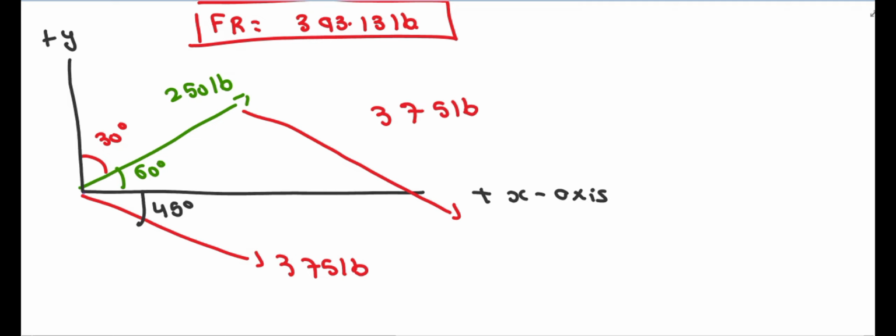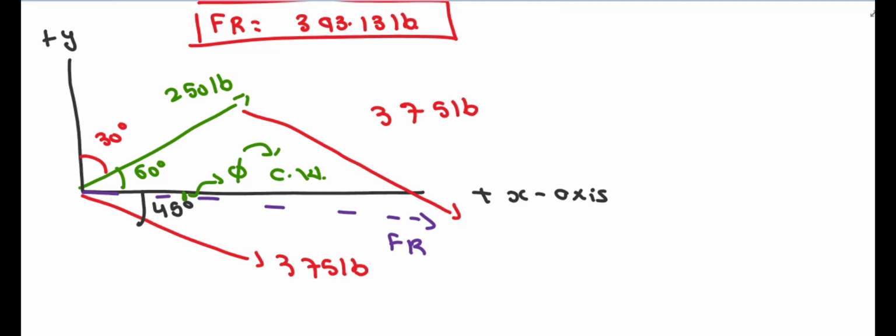And this is our resultant. We are going to find out this little angle. Let's call it phi. This phi is the angle of the resultant vector measured from the positive x-axis. But remember, this is a clockwise angle. So this angle can be calculated as phi plus 60 degrees.